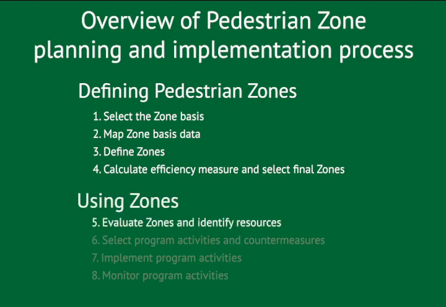Using the pedestrian safety zones first involves a careful evaluation and diagnosis of safety problems within the zone. In step 6, the agency will select program activities and countermeasures that can be used to treat problems within the zone. The agency will implement their countermeasures and programs in step 7. Following implementation, step 8 involves evaluation of these activities to determine their effectiveness.